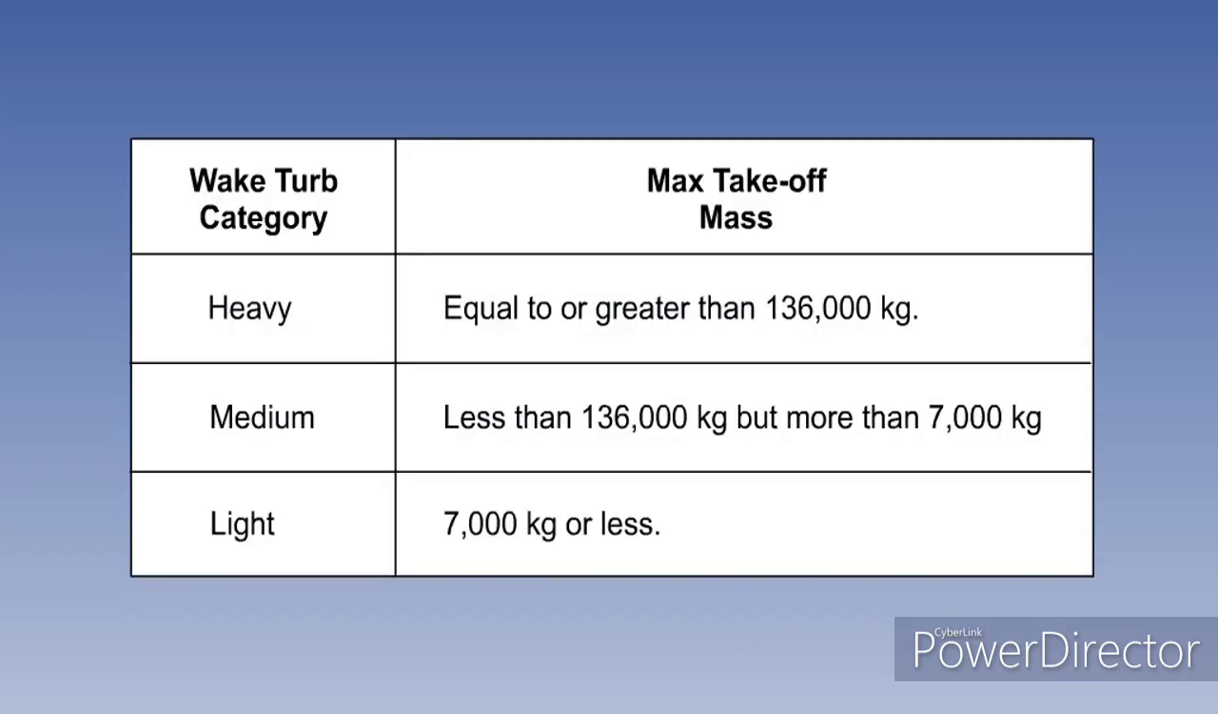ICAO defines wake turbulence categories of aeroplanes by maximum takeoff mass, as shown on the screen. Separation minima are applied to aircraft under the following circumstances.